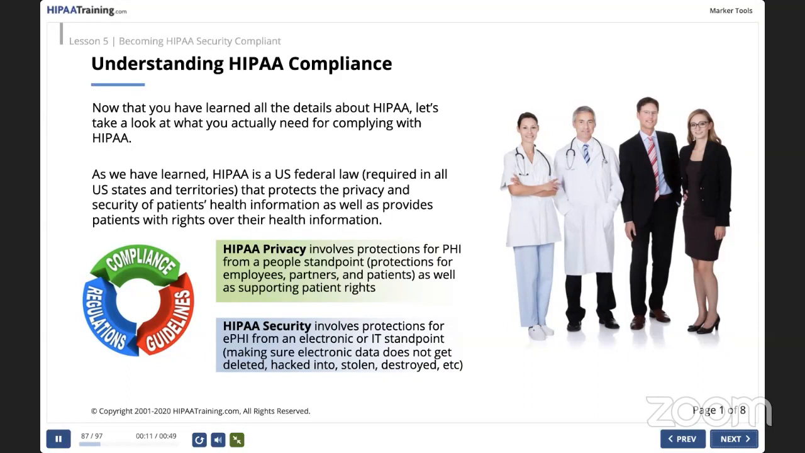As we have learned, HIPAA is a U.S. federal law required in all U.S. states and territories that protects the privacy and security of patients' health information, as well as provides patients with rights over their health information. HIPAA privacy involves protections for PHI from a people's standpoint, protections for employees, partners, and patients, as well as supporting patient rights. HIPAA security involves protections for EPHI from an electronic or IT standpoint, making sure electronic data does not get deleted, hacked into, stolen, destroyed, etc.